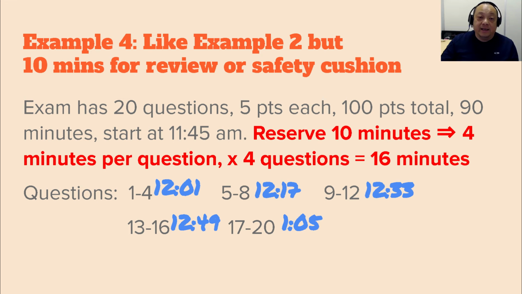This is my new pacing guide. Note that the end is at 1:05, not 1:15 like before. Why? Because I wanted to reserve 10 minutes for review or for safety cushion, so pacing it to end at 1:05 is correct. Now, you may notice that in this pacing guide, as in all previous examples, the questions are done in order, starting with question 1 and then 2 and 3 to the end.